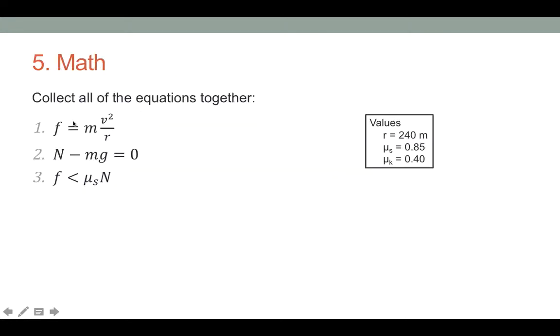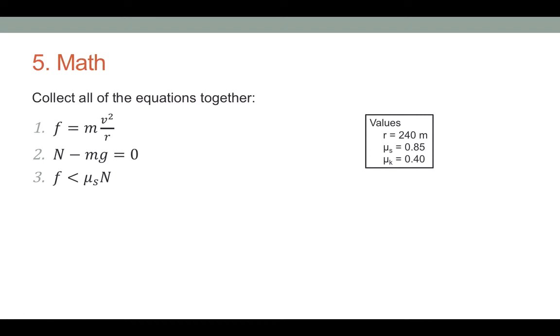We now have all of our equations, so we'll gather them together. F equals mv squared over r comes from Newton's second law. N minus mg equals 0 also comes from Newton's second law. Then we have our equation for static friction. And to remind you, these are the values that we started out with. So what I want you to do is calculate a value for the maximum speed that the car can have while going around the curve.